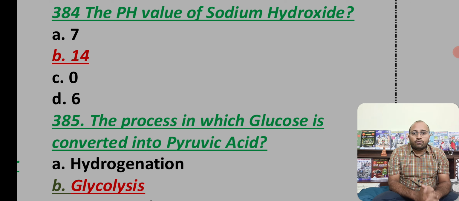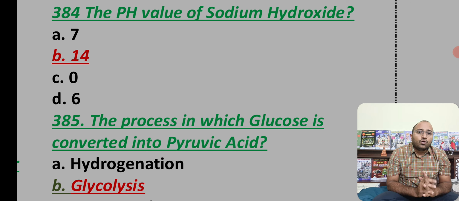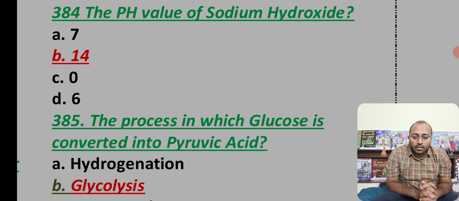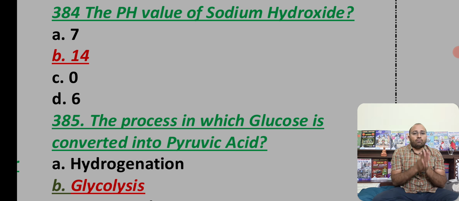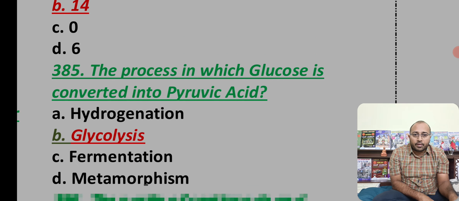The potential of hydrogen, that is the pH value of sodium hydroxide, has been asked. You know that caustic soda is sodium hydroxide. The most acidity you will find in HCl, that is 0, neutral is 7, that is distilled water, and we have 14, that is sodium hydroxide. If I ask what is the pH value of blood, I want you guys to comment in the section.